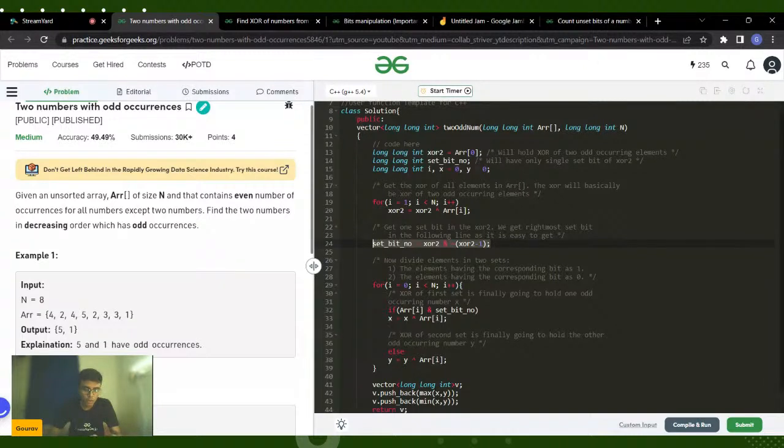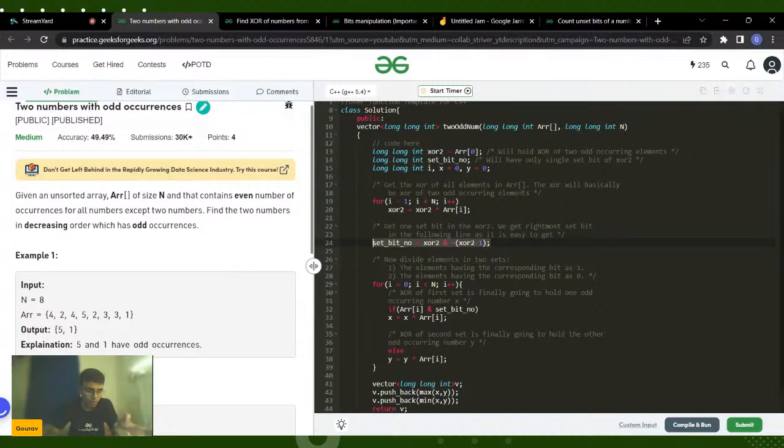Now what you have to do basically is divide the elements into two sets: the elements having the corresponding bit as 1 and the elements having the corresponding bit as 0. The XOR of the first set is finally going to hold one of the particular elements. So for each element, if that particular bit is set, you do a XOR in the variable x, and if not, you do a XOR in variable y. So what will finally happen? The x and y will become the two numbers which you are trying to output.